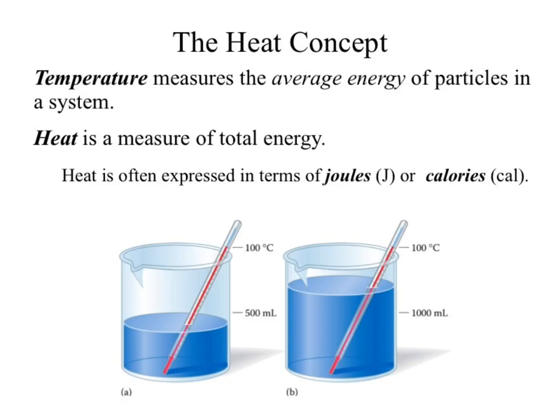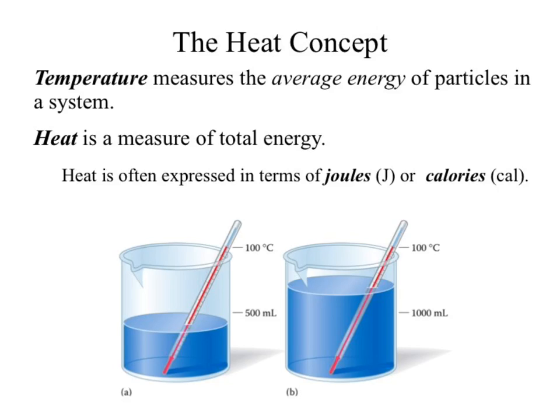Heat is going to carry a different unit, because we aren't measuring temperature, though they're kind of related to each other. Our heat is going to be expressed in either joules or calories, depending on English versus metric. Metric is joules, calories is English. So depending on what you're trying to do, you may be converting back and forth between either of those.